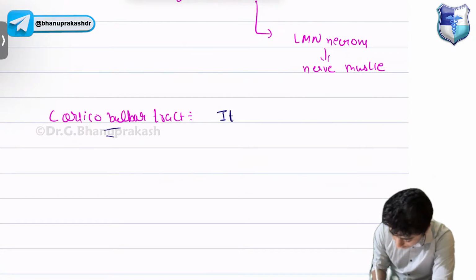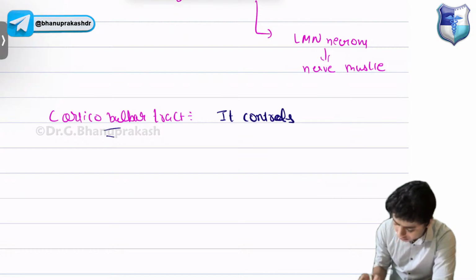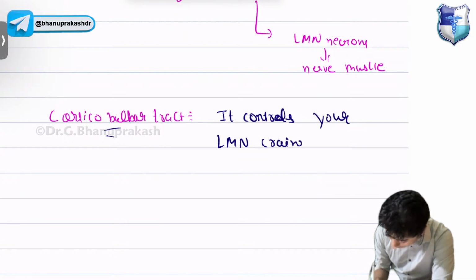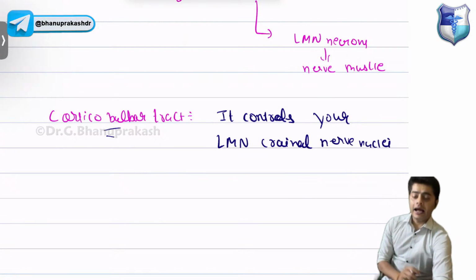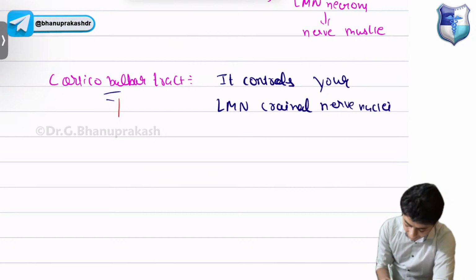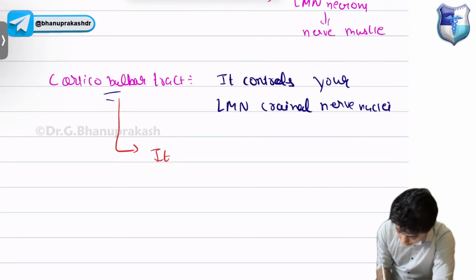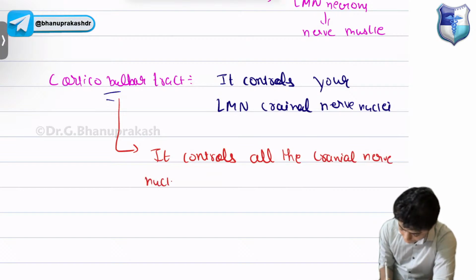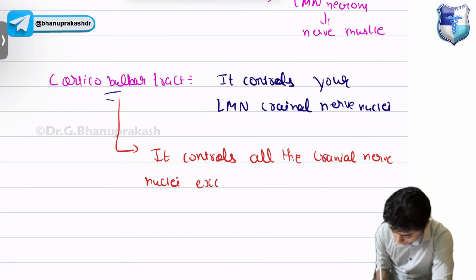So it controls your cranial nerve nuclei. It controls all the cranial nerve nuclei except your third, fourth, and sixth.